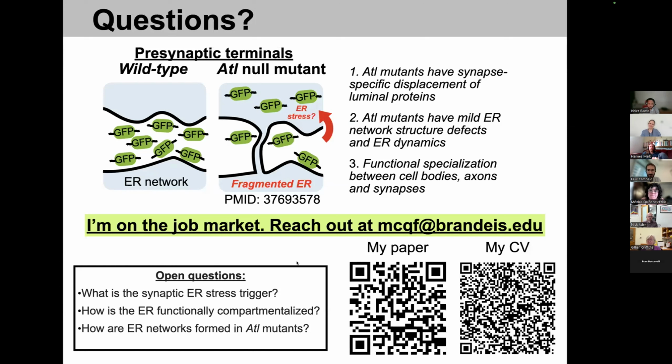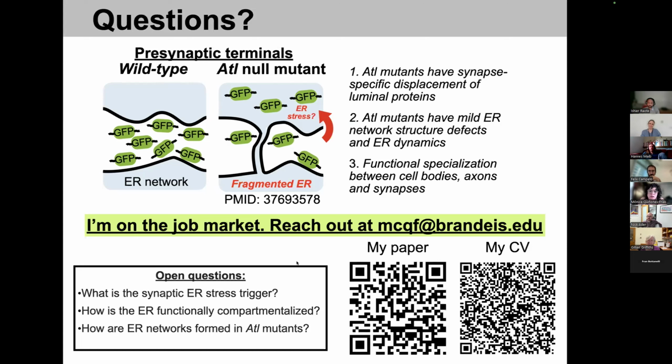There's a question by Patrick Neo Alinaya. Great talk. Have you looked at other ER shaping proteins like reticulons, RIBs, LNPKs, and see a similar phenotype, or do you think this is specific for Atlastin? Yes, I have looked at reticulon mutants and they do not have this phenotype. Using the same tools, same markers, they do not have this displacement phenotype. So I think this is specific to Atlastin null mutants.